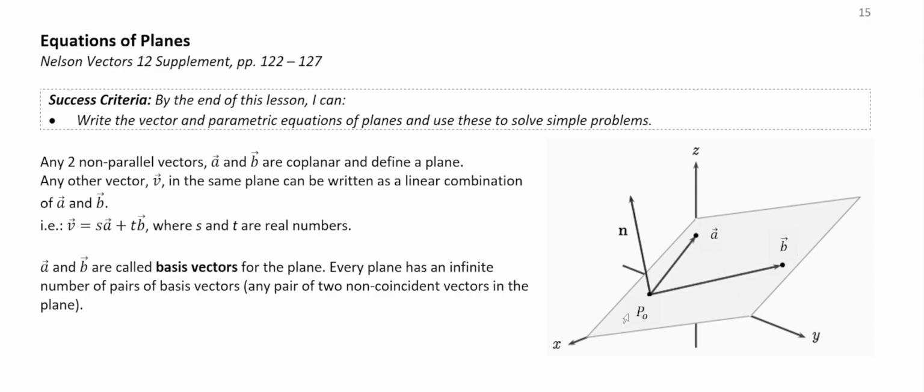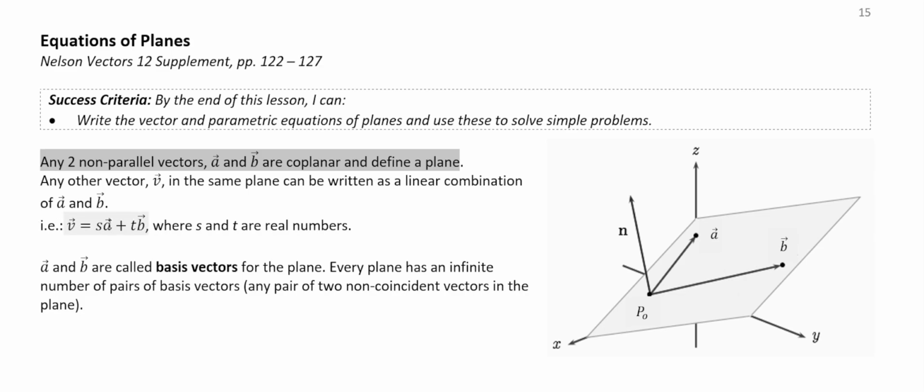In this video, we're going to look at equations of planes. Any two non-parallel vectors, A and B, are coplanar, so we see them right here, and define a plane. Any other vector V in the same plane can be written as some sort of combination of A and B. So any other vector that exists in this plane is just a matter of rearranging A and B and multiplying them by different scalar values, and then we can get any vector in that plane.